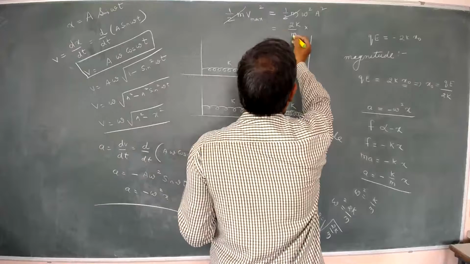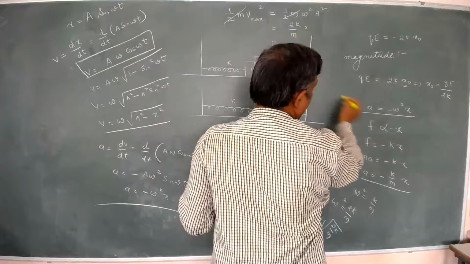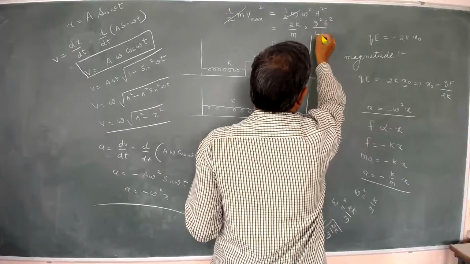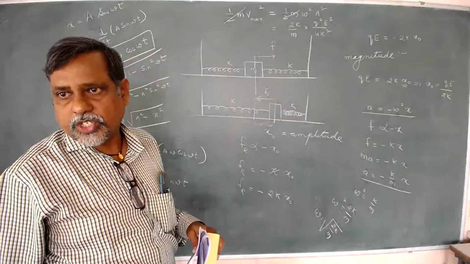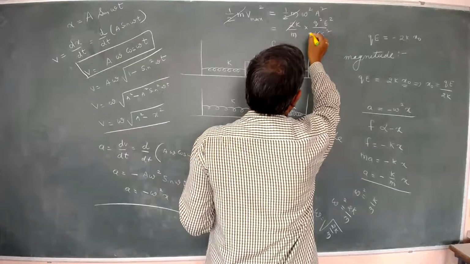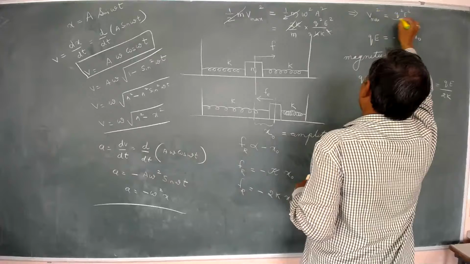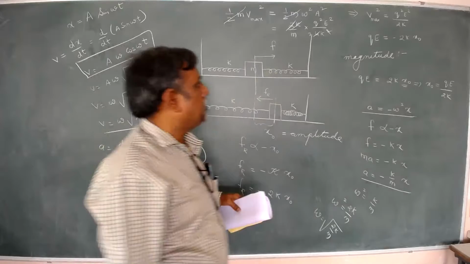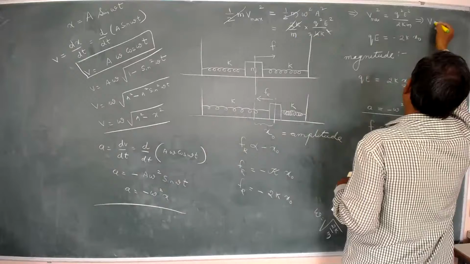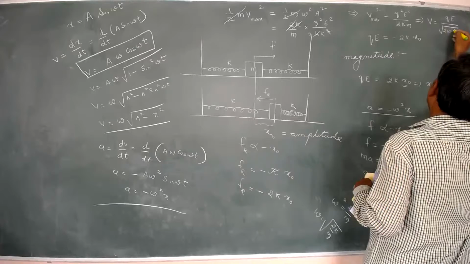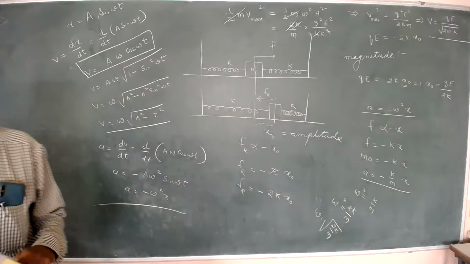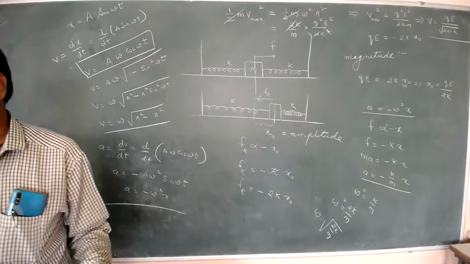Now V maximum square is equal to 2K by M times Q square E square by 4K square. Now the 2 and one K will get cancelled. So what do we get now? V maximum square is equal to Q square E square by 2MK. That implies V is equal to QE by under root 2MK. So option A is correct. Option A is the catch.